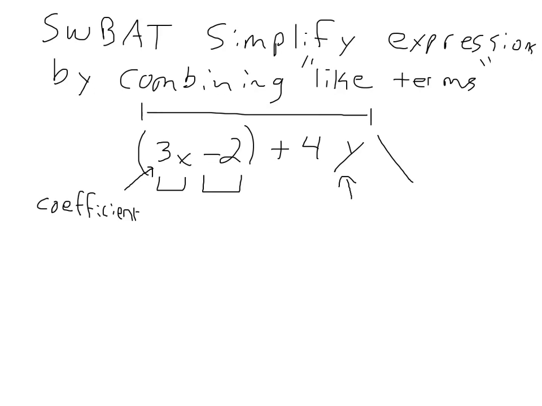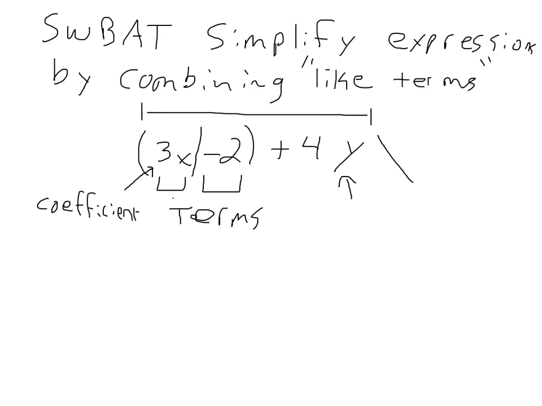The next thing, we have arrows going to both this 3x and the negative 2. Well, these are called terms. Terms are separated by addition or subtraction signs. We always separate before the addition or subtraction sign. The 3x is a term, and the negative 2 is a different term.